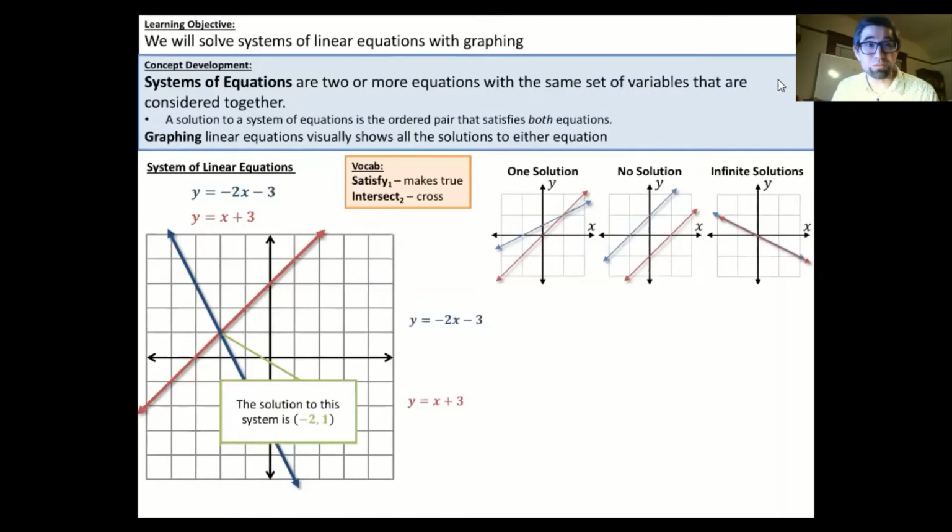All right, guys, it's time for our continuation of our guarantee standard EE8, and today we're going to be going through solving systems of equations with graphing. All right, so let's look at our learning objective and concept. Our learning objective is, again, systems of equations. We're going to be solving them, and in particular, we're going to be solving them with graphing. So we're going to find the solution by graphing them.